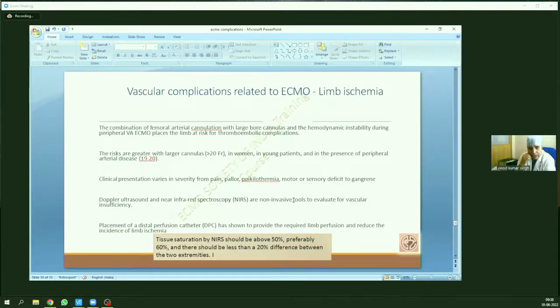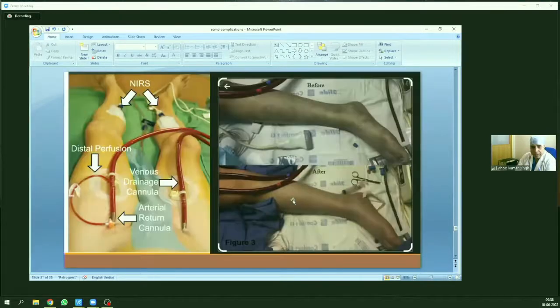The placement of a distal perfusion catheter has actually decreased and minimized these complications. If you look at the NIRS, it should be above 50%, and there should not be more than a 20% difference between the limb which is catheterized with the artery and the limb which is not catheterized. This 20% difference between the two extremities is required for prevention of this.